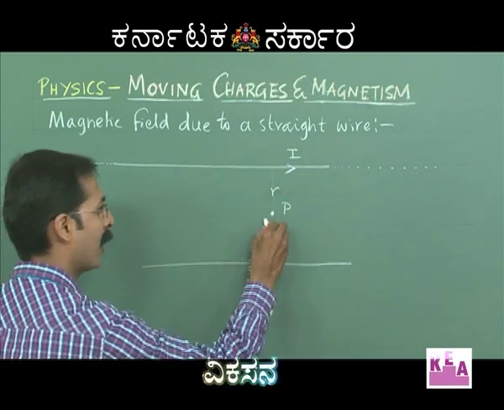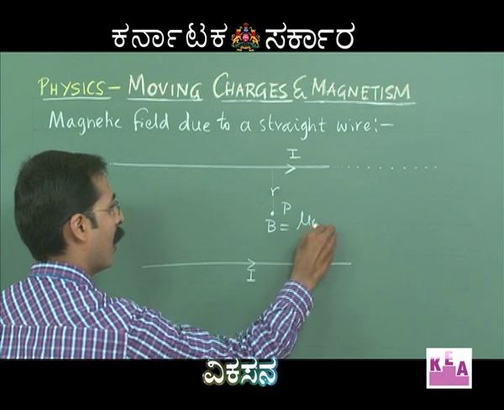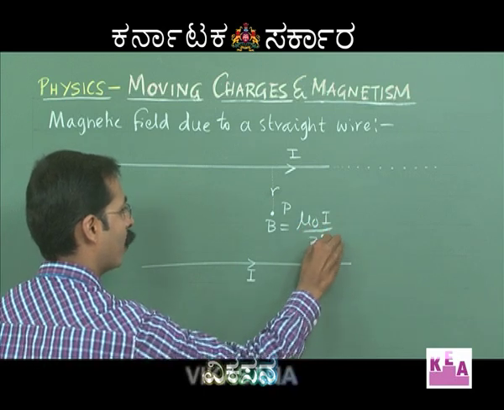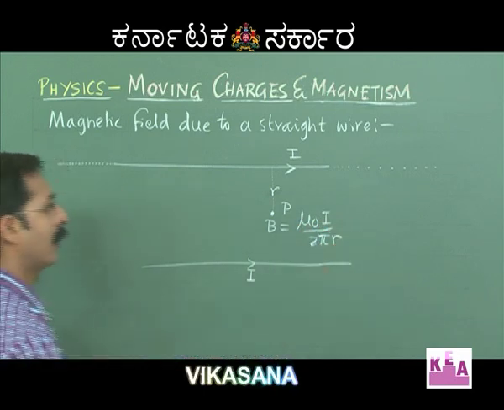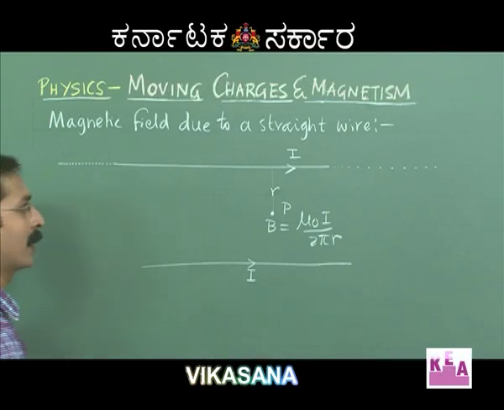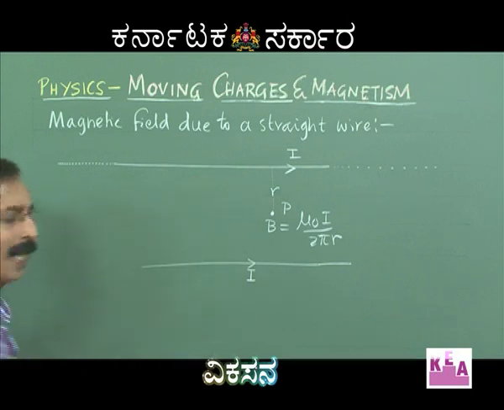The magnetic field here would be B is equal to mu naught I divided by 2 pi r. This can be calculated using Ampere circuital law. The direction of the magnetic field is obtained using the right hand clasp rule.